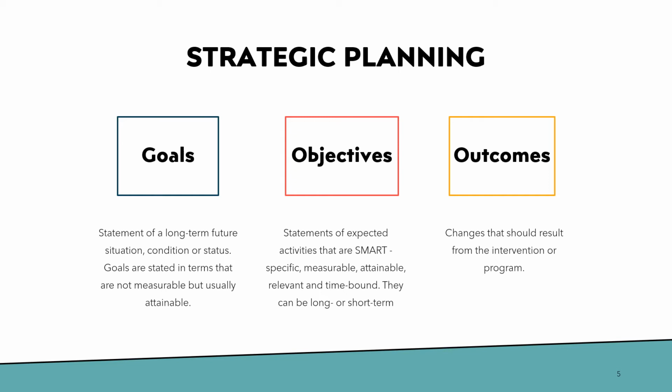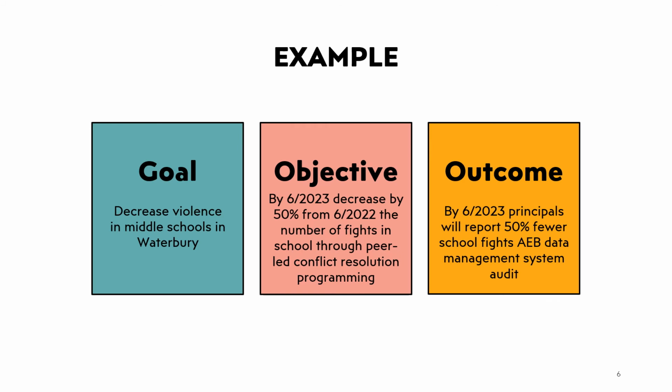So we'll give an example. A goal would be to decrease violence in middle schools in Waterbury. Over the past 2 years, we've seen an increase in the amount of interpersonal violence in schools in general across the country. I think as a result of the pandemic and as a result of multiple factors, but the pandemic has worsened.